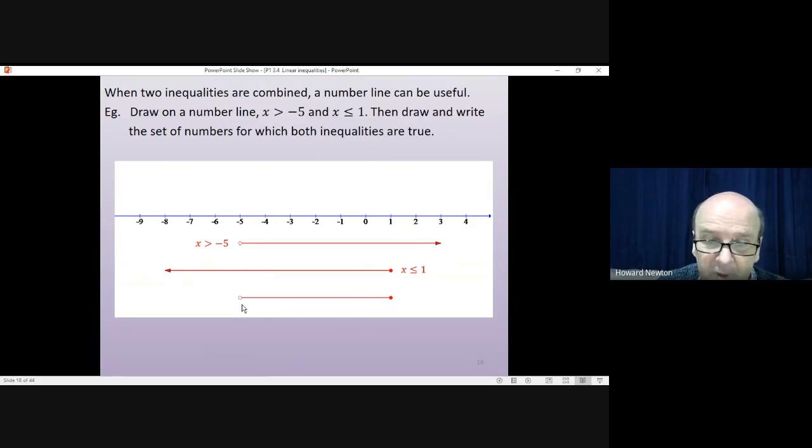Notice again, we still have the hollow circle at minus 5, because minus 5 isn't allowed. Solid circle at 1 because 1 is allowed. But we're looking for the bit that's true for both, on both lines. And that's how you'd write it down. Minus 5 is less than x, is less than or equal to 1.